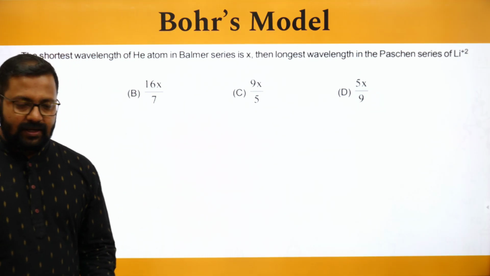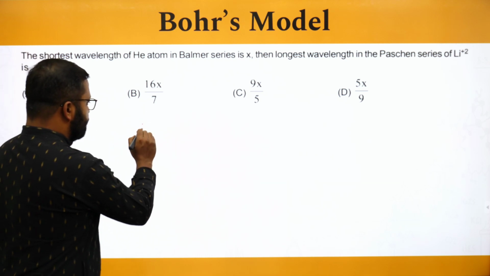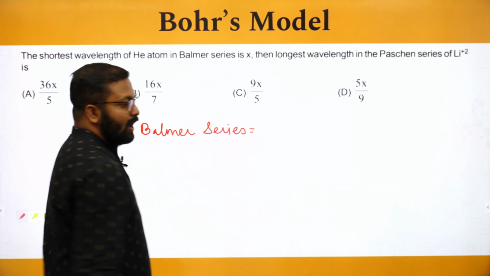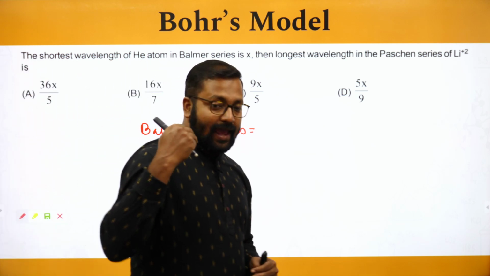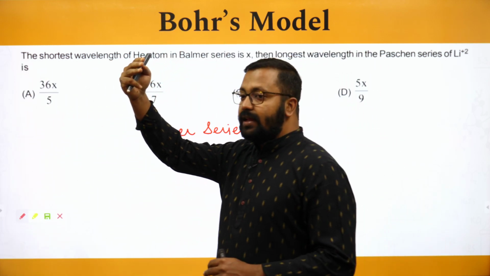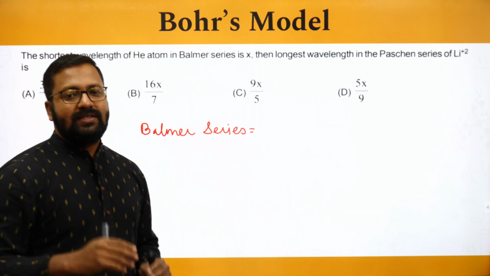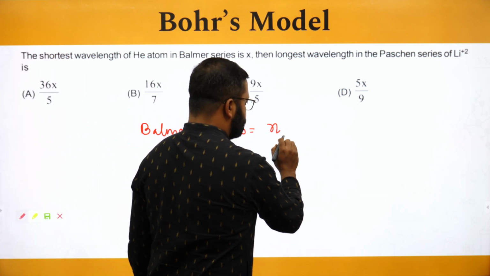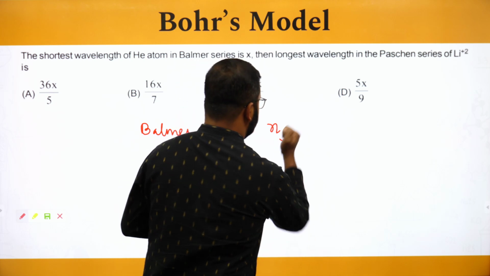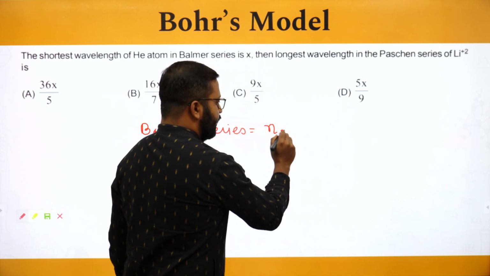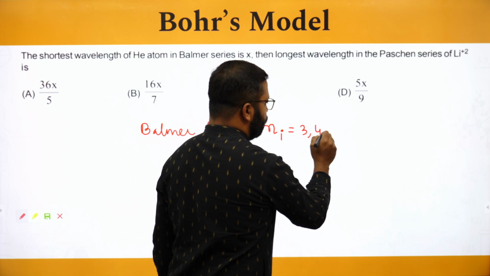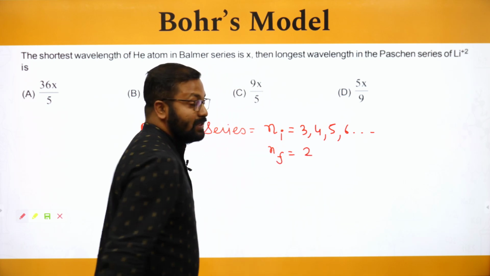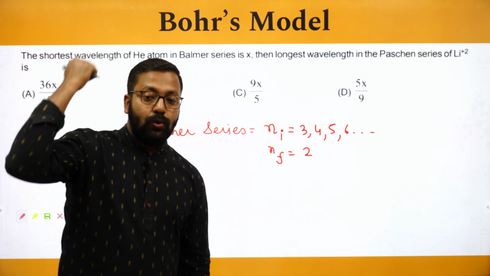So what is the Balmer series? The Balmer series is a series which is obtained when an electron jumps from any higher energy level to n equals 2, the second energy level. So n final is 2, and n initial could be 3, 4, 5, 6, and so on and so forth. So there will be jumping from any higher energy level to 2.